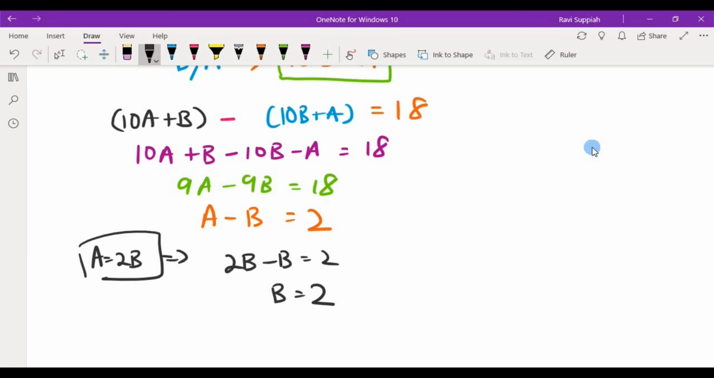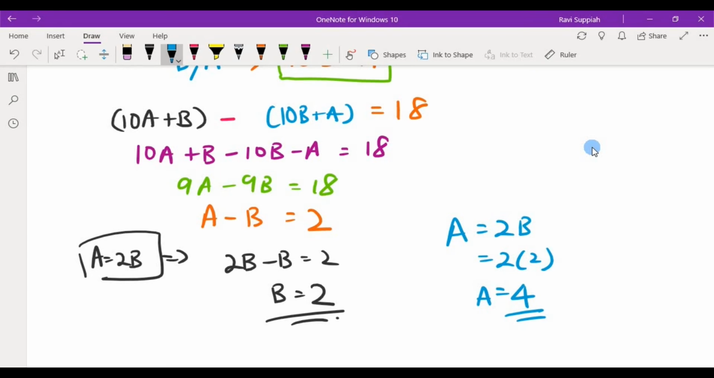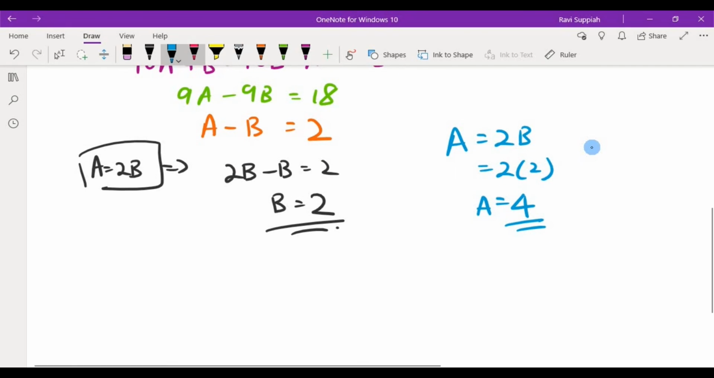Now putting it back into the first equation, A equals 2B, which is 2 times 2, which equals 4. So A equals 4. That means the original number, AB, was 42.